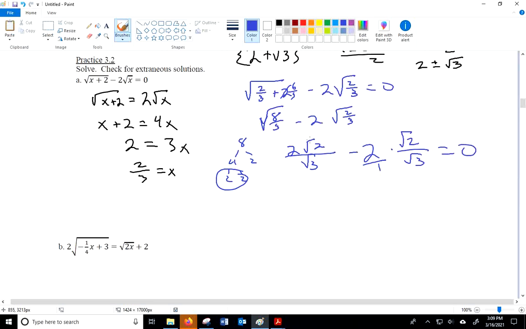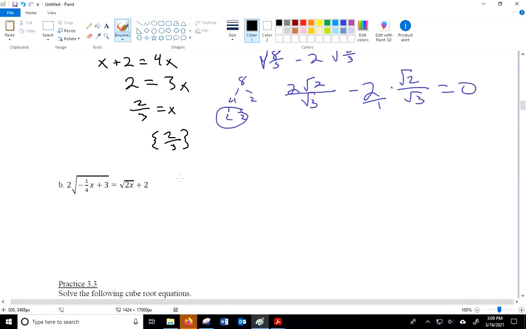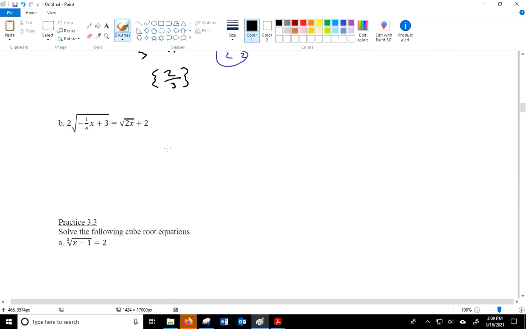Now, you may be thinking, wait a minute, we're not supposed to have radicals in the denominator, but that's fine for right now. We're just checking to see if the solution is good. It's totally okay that we left a radical in the denominator. We just want to make sure that it did indeed equal 0, which it does. All right, let's take a look at the next one.